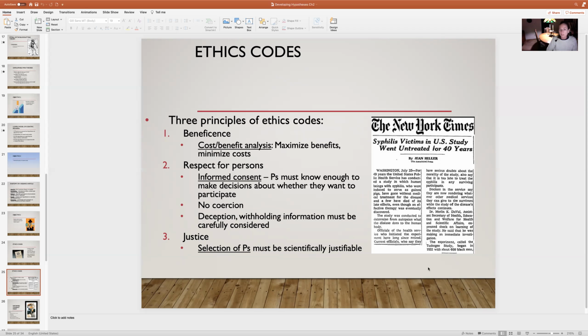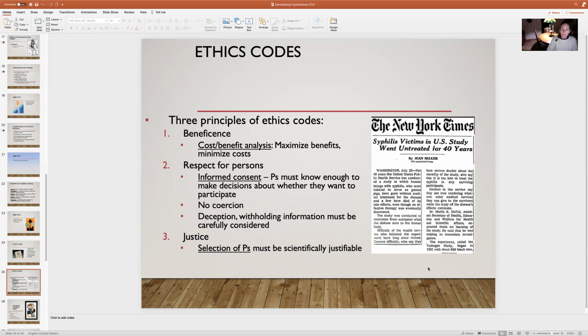Deception or withholding of information has to be very, very carefully considered. So if you're not telling them the truth, that is a big issue. If you're withholding information from them, that is a big issue in the ethics of research.